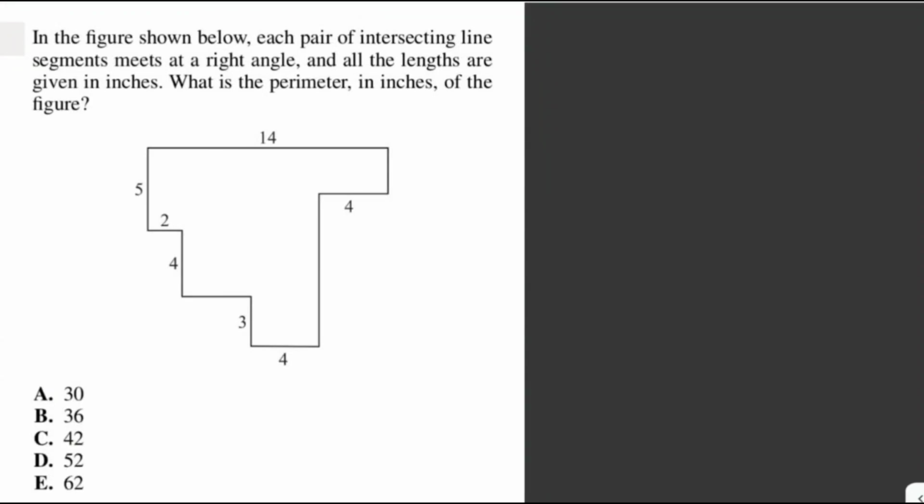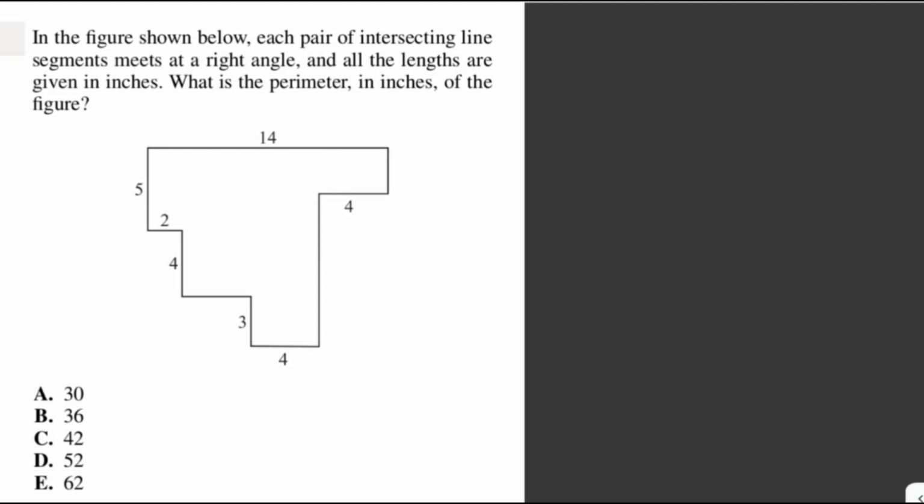In the figure shown below, each pair of intersecting line segments meets at a right angle, and all the lengths are given in inches. What is the perimeter in inches of the figure? So the given figure here has 10 sides, but the lengths are given only for 7 sides here. 1, 2, 3, 4. Okay, only for 7 sides.